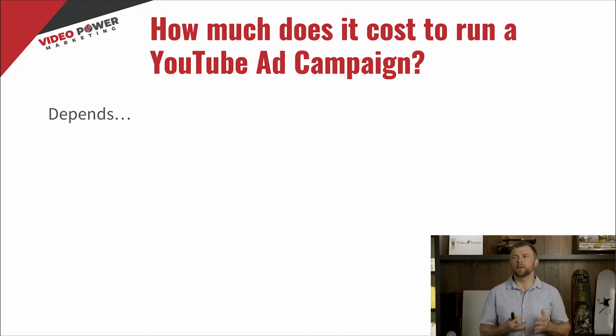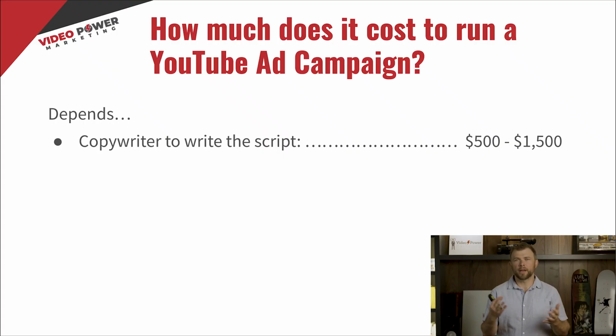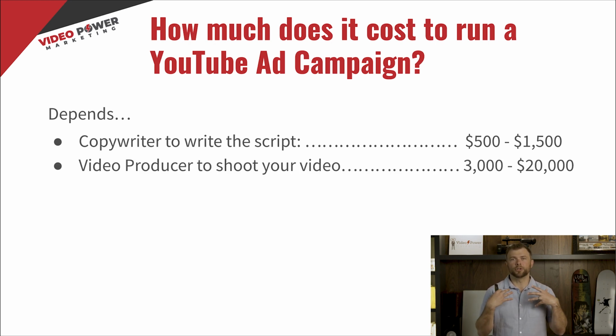Another question we get asked is, how much does it cost to run a YouTube ad campaign? And really, it depends. There's a lot of variables, but just for some examples and some context, a copywriter to write your script, you're paying anywhere between $500 to $1,500. And then you have to create the video, right? You set up the shoot, you hire a videographer. That could be as low as $3,000, as high as $20,000. In fact, there are agencies that will charge $100,000 to do a video ad. So really, it totally depends. But this is on the lower end of the price.